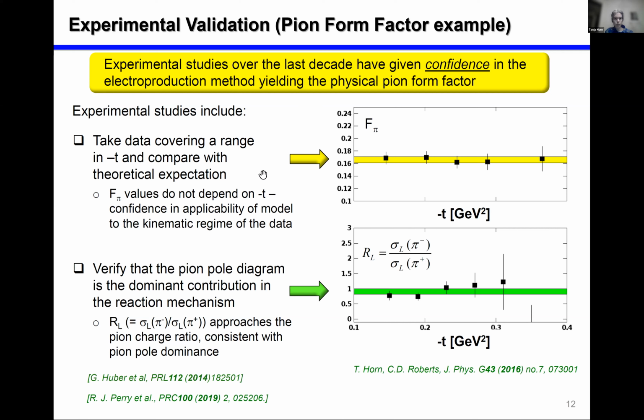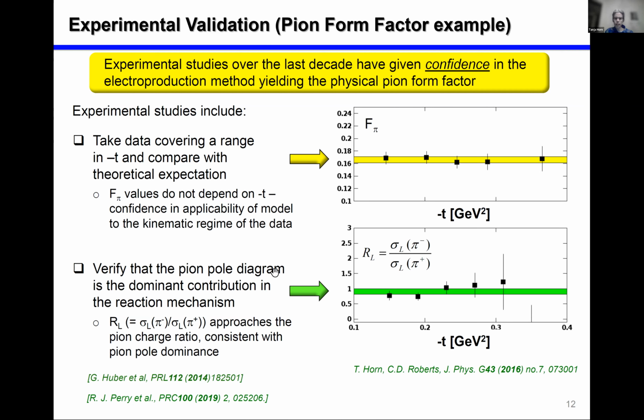Now the way we do it, and I'm just showing 2 examples here, is to take data as a function of t, the variable of interest for the extraction, and check if the form factor is the same at all values of t. If it's the same at small t, which is close to the physical pole, as at large t, then we can be confident that the values do not depend on t. And more importantly, it gives us confidence that our model is applicable in the kinematic regime of the data. So that's the model dependence.